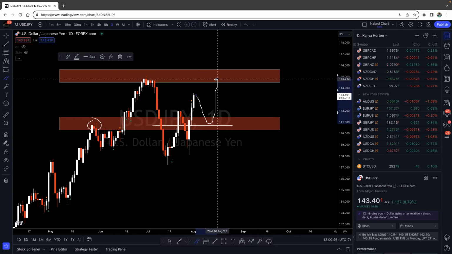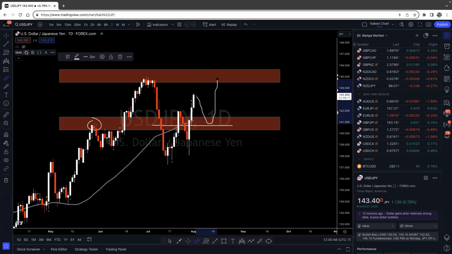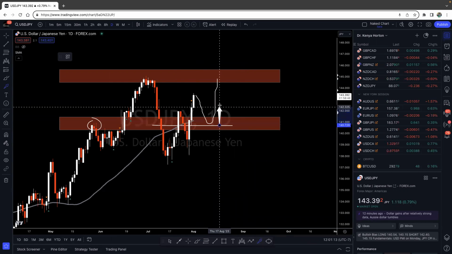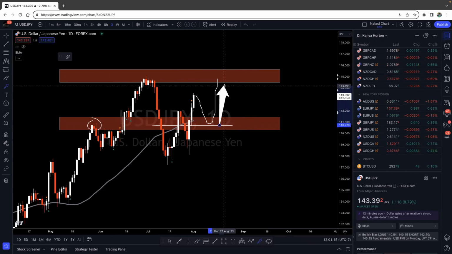And if we do get a pullback into this area, we could possibly consider a long, taking it to that resistance at 144.81. Also, too, price is trading above the 50-period moving average. And notice that as long as price stays above the 50-period moving average, then we are looking for opportunities to go long. And if the price does come back and give us a retracement somewhere in this area, then this will be a desirable area to place a long opportunity. So I will be monitoring like 140.95 or so for a potential area to go long this week, taking that to the upside.